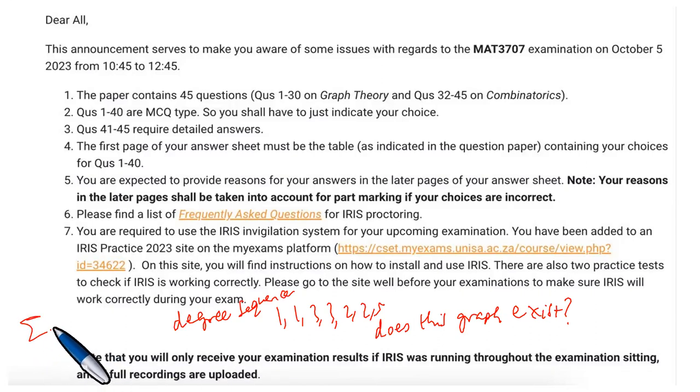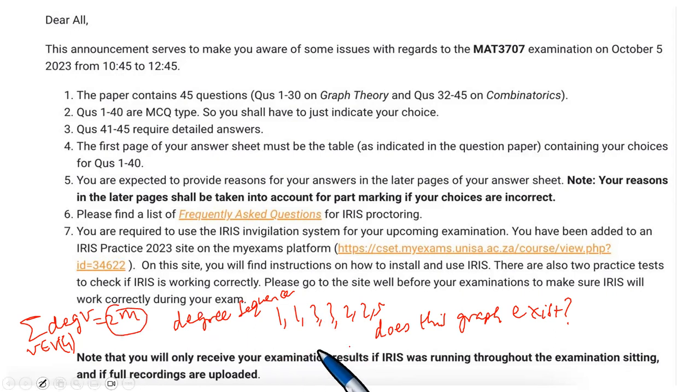What does the first theorem say? It says the sum of the degrees of a vertex V, where V belongs to the vertex set of a graph G, is actually twice M, twice the size, twice the number of edges. So in other words, this must be an even number for the graph to exist. So you need to add these things.